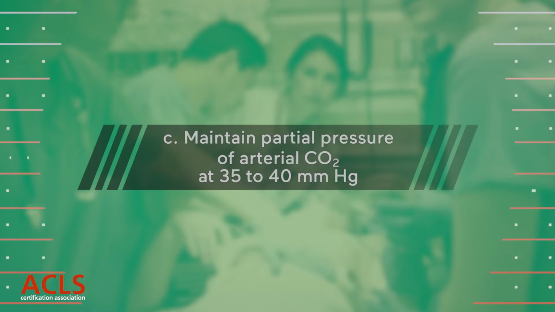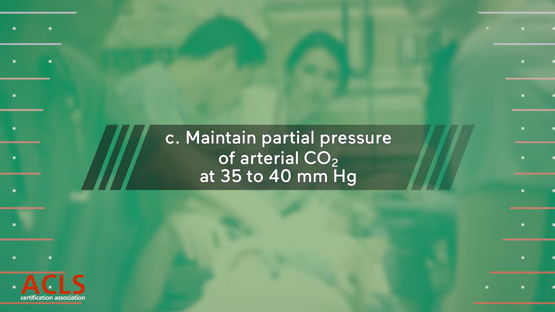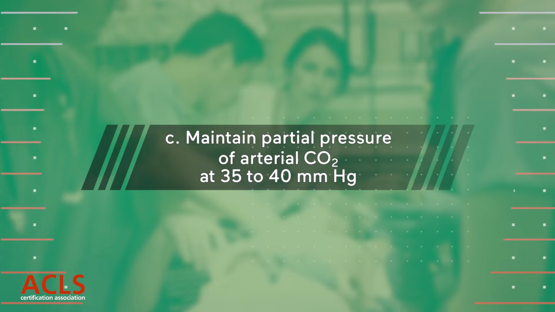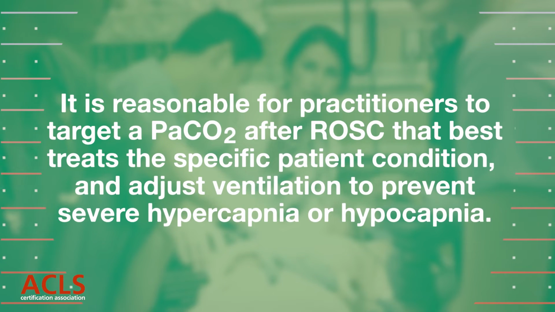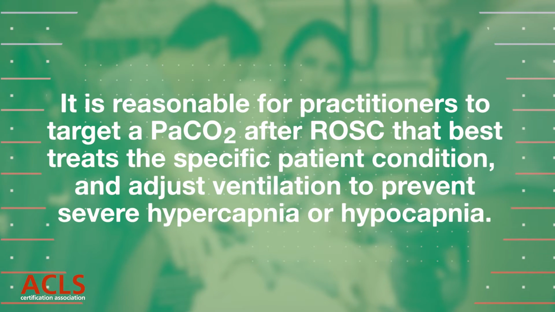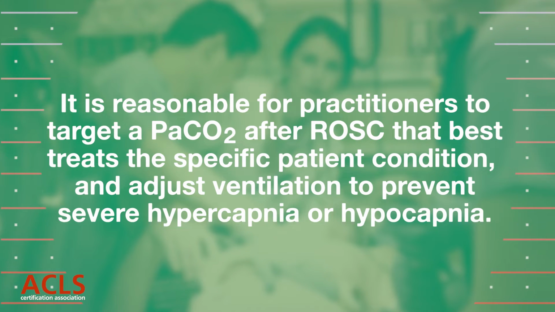Correct answer C. Maintain ventilations to achieve a normal PaCO2 of between 35 and 45 millimeters of mercury. It is reasonable for practitioners to target a PaCO2 after ROSC that best treats the specific patient condition and adjust ventilation to prevent severe hypercapnia or hypocapnia.